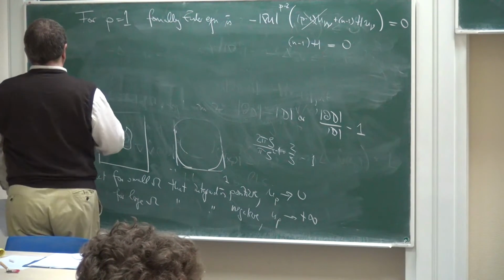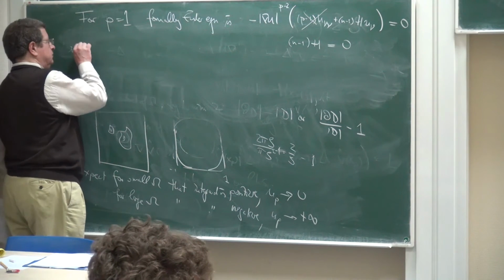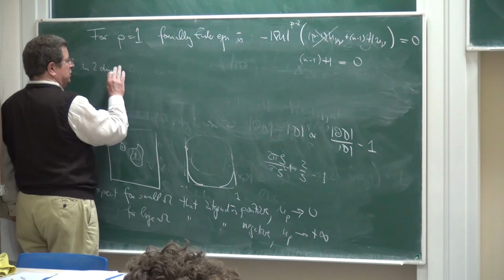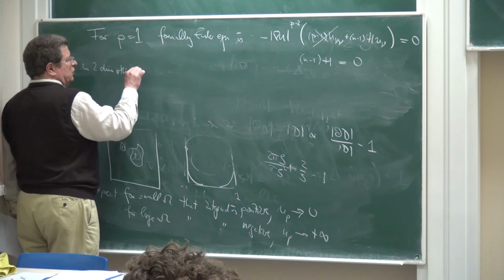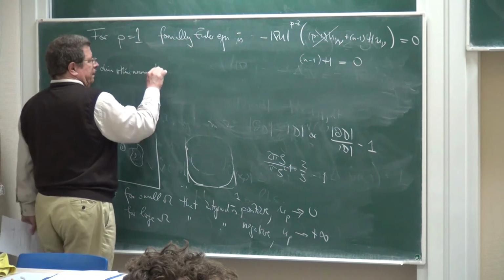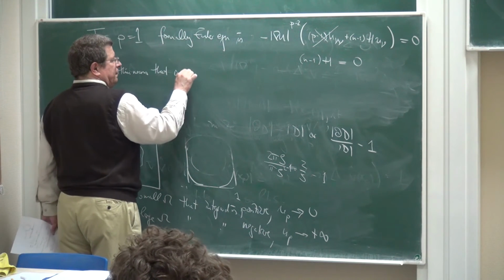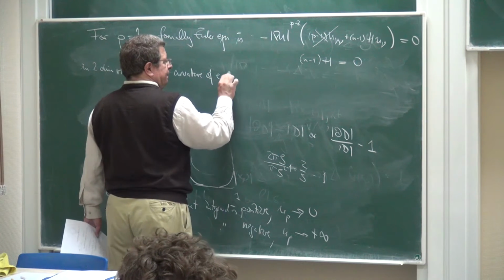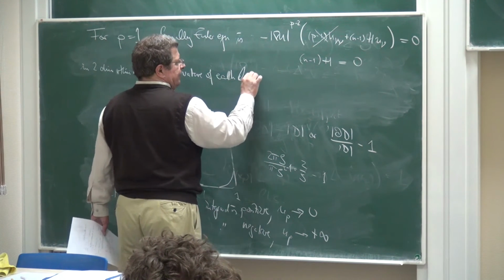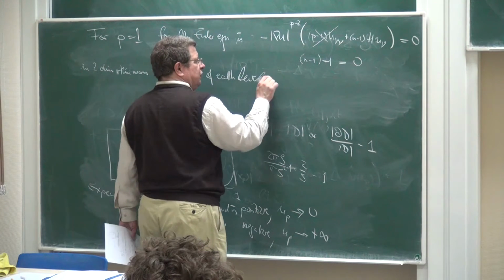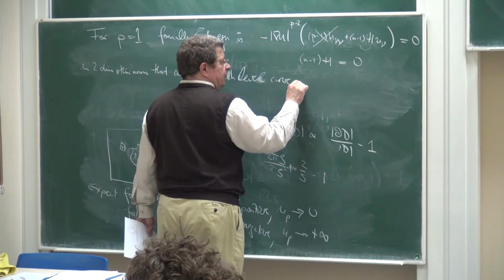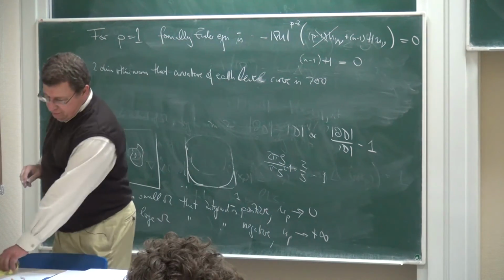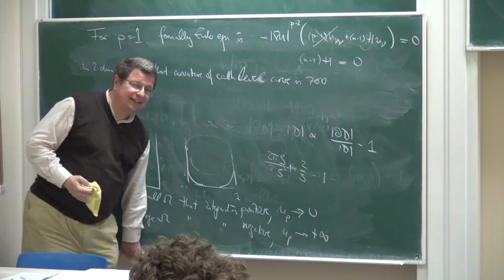And in 2 dimensions, the mean curvature is the curvature. This means that the curvature of each level curve is 0. So level curves must be straight lines.